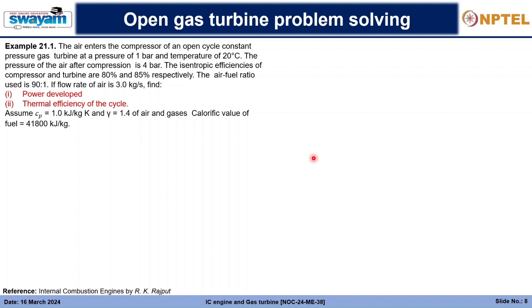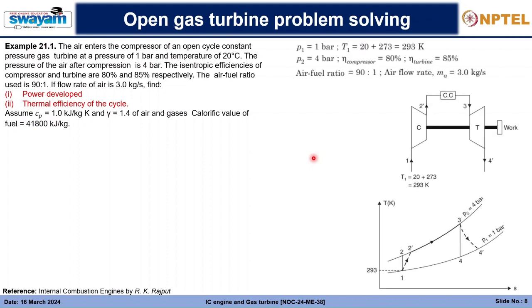Okay, then let us solve this question. The values that we are given are the inlet pressure, the inlet temperature, the final pressure, the compressor efficiency, turbine efficiency, air-fuel ratio, and airflow rate. So this is the TS diagram, and this is the compressor part, this is the turbine part.